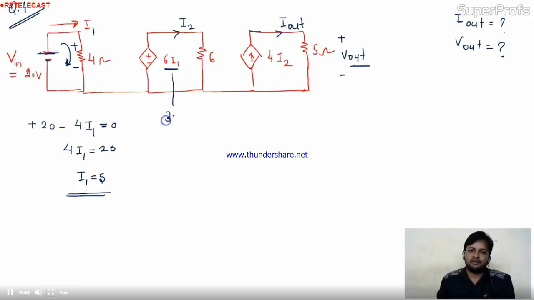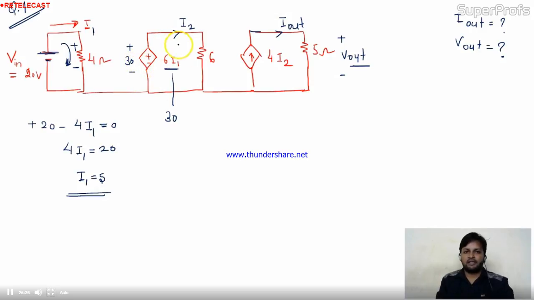Once you get I1 equal to 5, you by default know the value of 6 I1. 6 I1 becomes 30, so this voltage source becomes 30 volt. This is the dependent voltage source, current controlled. Once you find the value of the current, just multiply it, and you get the output of 30.